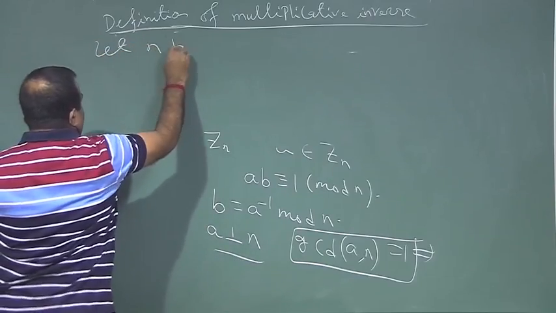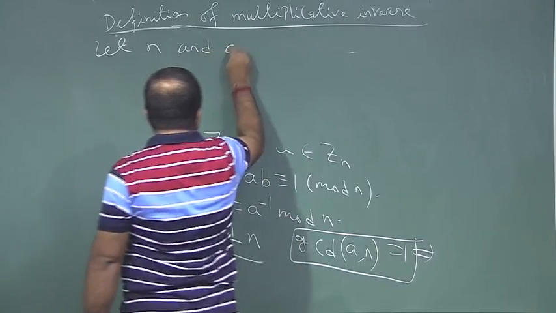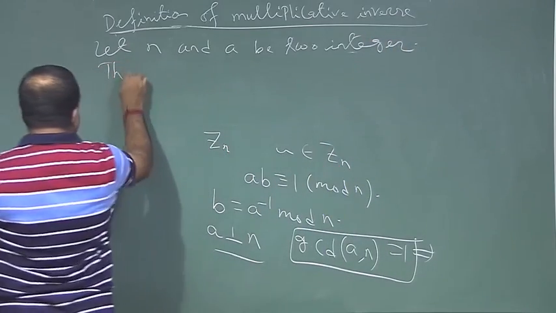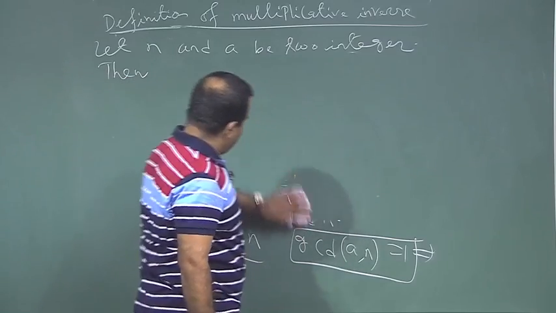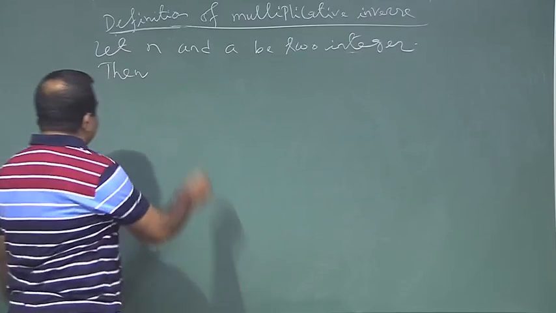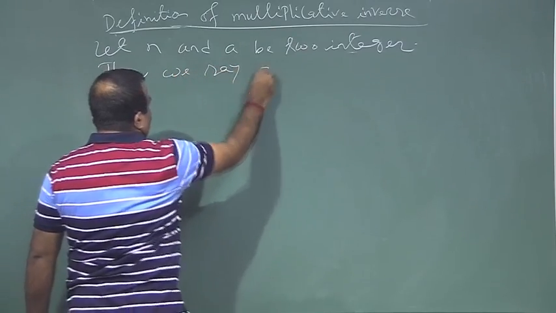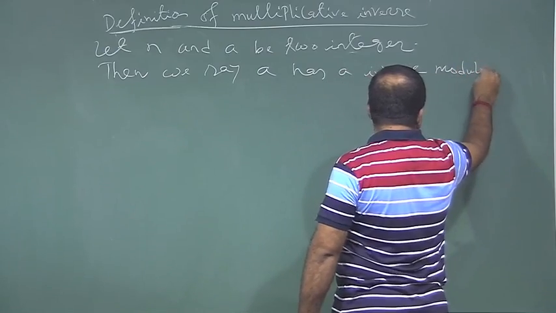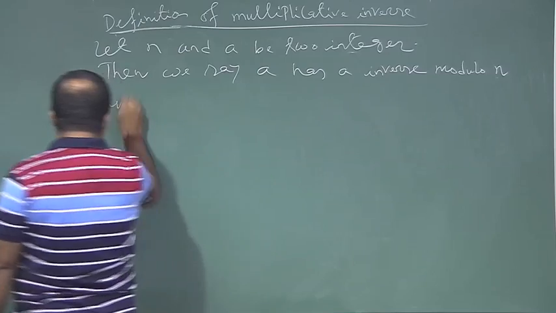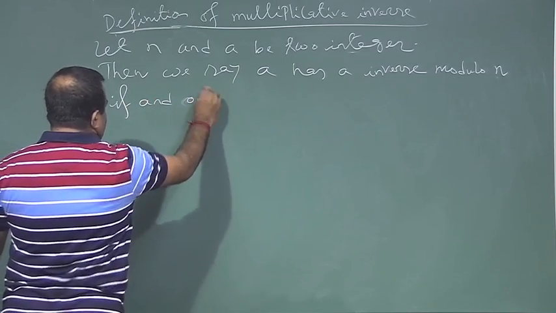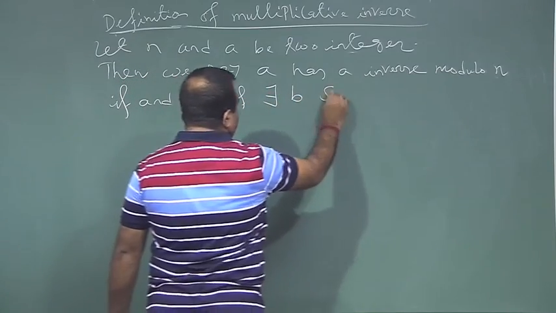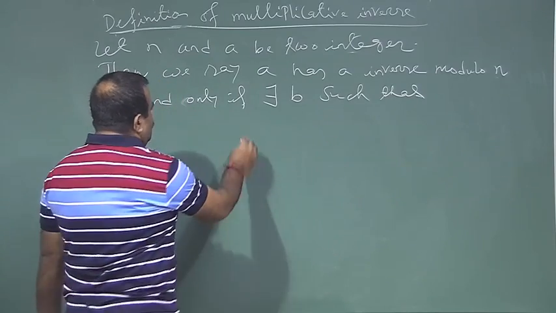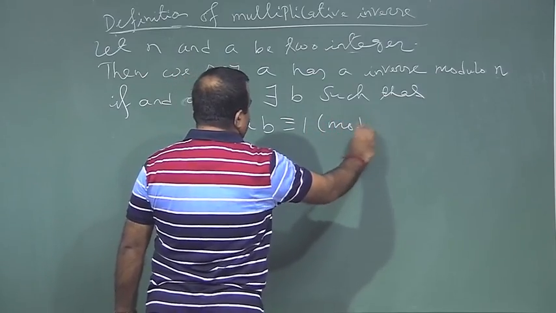So, let n and A be two integers. Then we say A has an inverse, which is basically the multiplicative inverse under modulo n, if and only if there exists a B, where A and B belong to Zn, such that AB is congruent to 1 mod n.